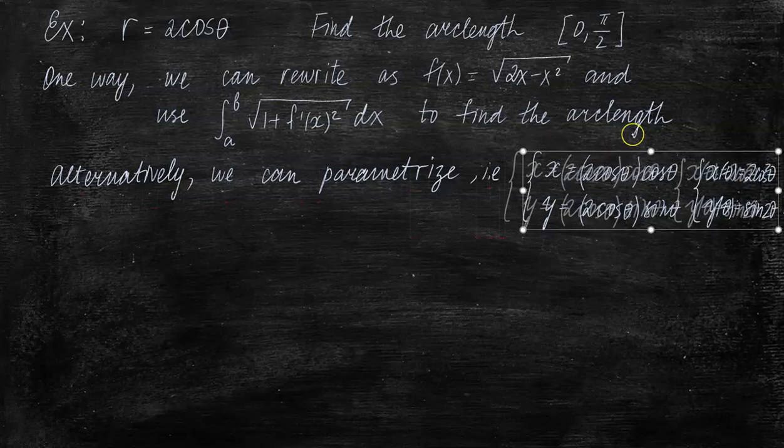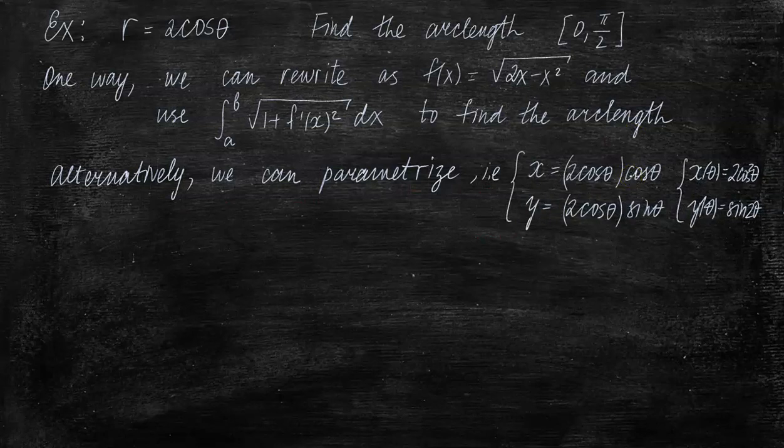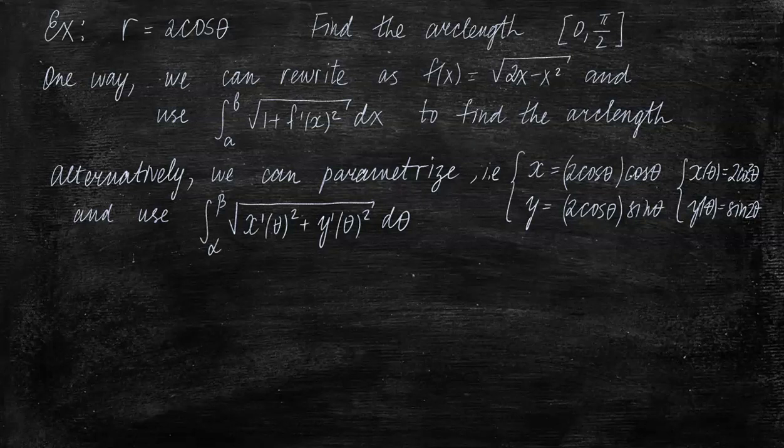And if we can parameterize it, then we can use the following formula. We can integrate from theta 1 to theta 2, or in general from some alpha to some beta, the square root of the derivative of x with respect to theta squared plus the derivative of y with respect to theta squared, and all that d theta. This is something that we learned in one of the previous lessons when we discussed calculus with parametric equations. So we're going to explore the second alternative, and we're going to continue this process.